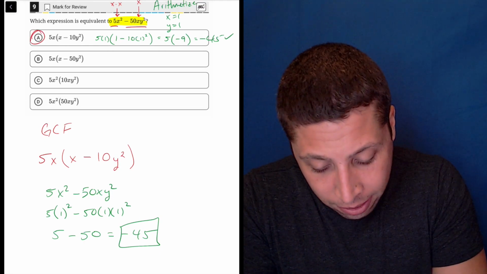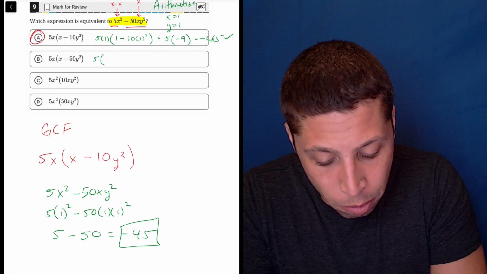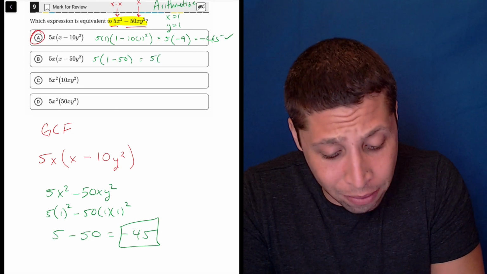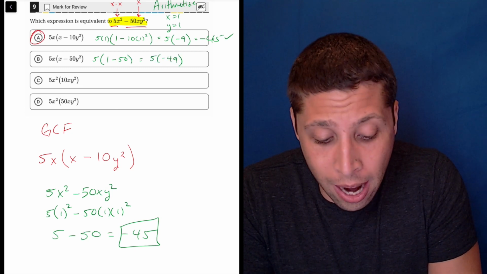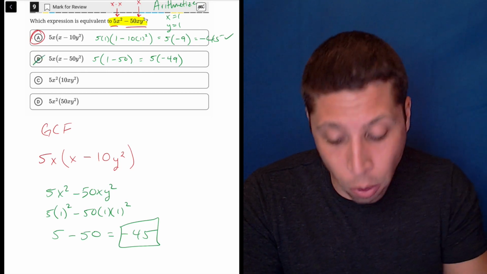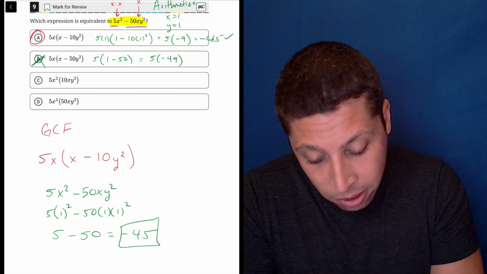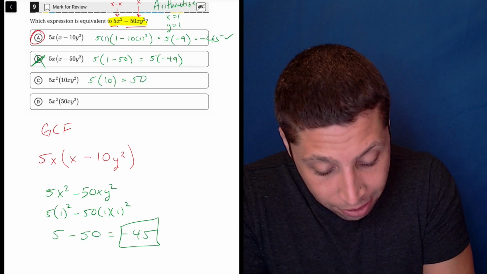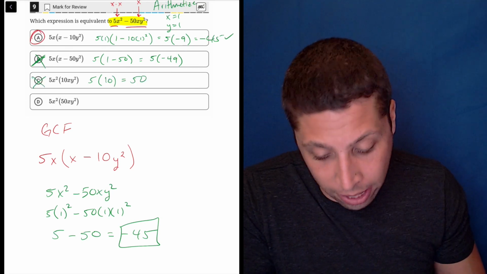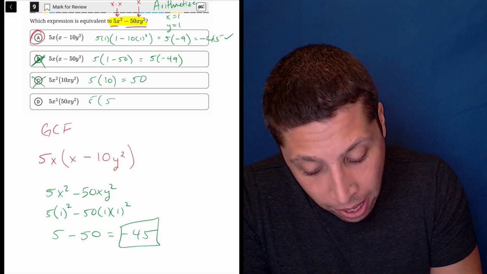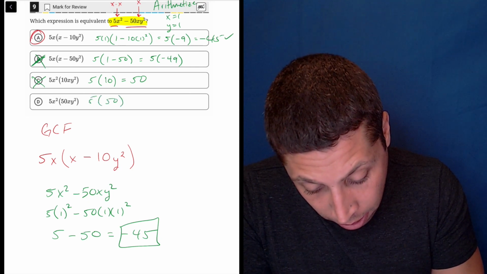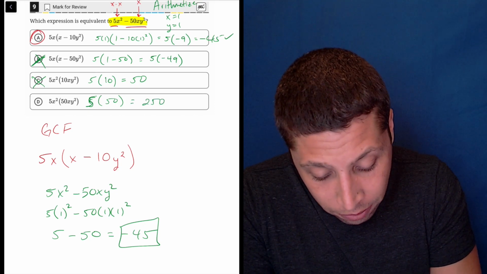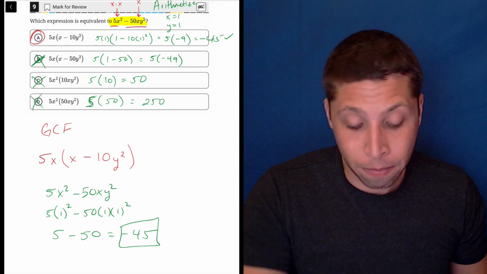I'm going to cut to the chase with these other ones. Choice B would be 5 times 1 minus 50, so that's 5 times negative 49. I'm not even going to bother to put that in my calculator. I know that's way too big, so we'll get rid of that one. This next one would be 5 times 10, so that's 50. So no, not negative 45. And this is 5 times 50 as well, and so that's another big number, 250, I think? So that's also gone. So that's how it would work.